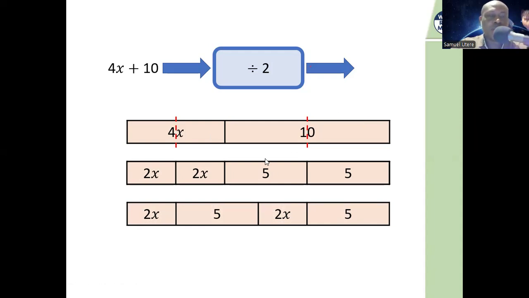So you can think about it as a bar model, or you can just think about it in the abstract way we've been doing it from even our previous lesson. You know that dividing by 2 will divide the 4x and then we'll divide the 10. So our answer will be 2x plus 5. 2x plus 5.